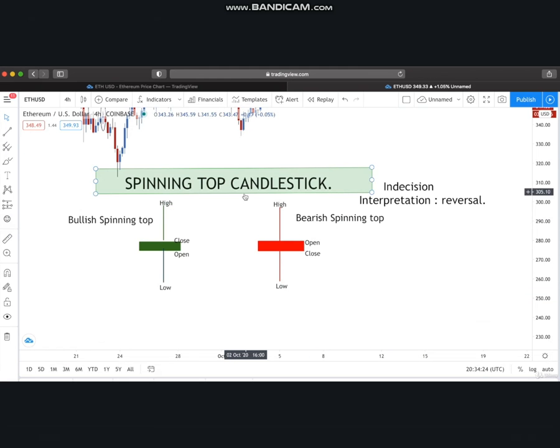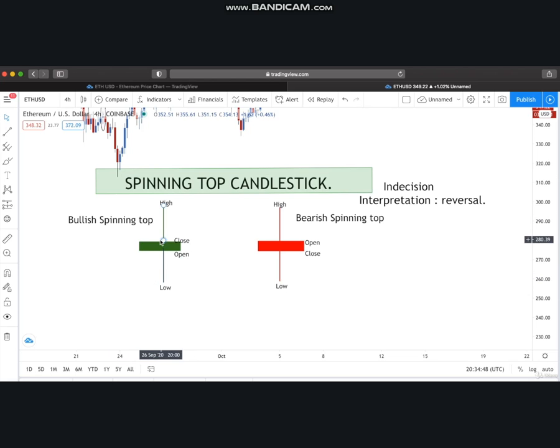The spinning top candlestick has a short body, which means that the opening price is very close to the closing price of a pair. Spinning top has long wicks, which means that, as you can see in this diagram, the sellers tried very hard to drop the price, but they couldn't sustain it, hence the price closed back.